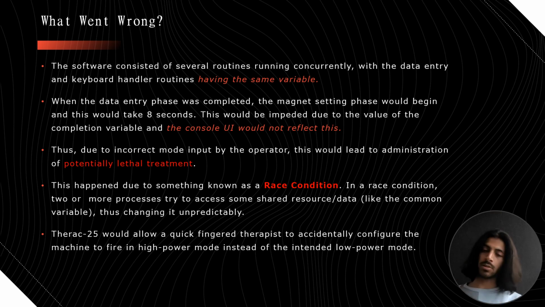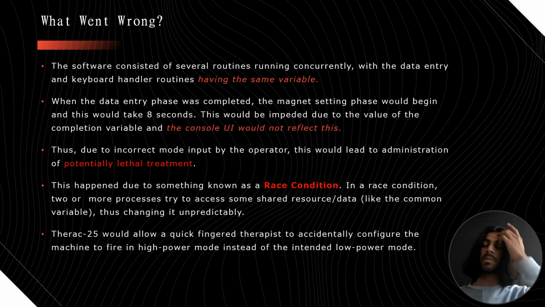When they both tried to access the same variable, they could change it unpredictably, depending on which one of them got there first. In a scenario where there's a quick-fingered typist working as a therapist, they could accidentally, in trying to correct one of the mistakes, set the radiation administration to the lethal dosage rather than the normal advised one. And that's exactly what happened to many people.